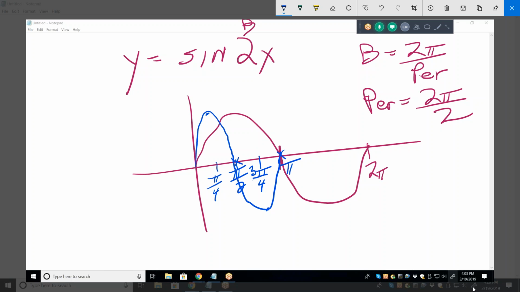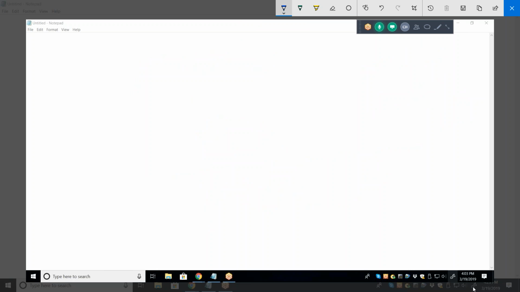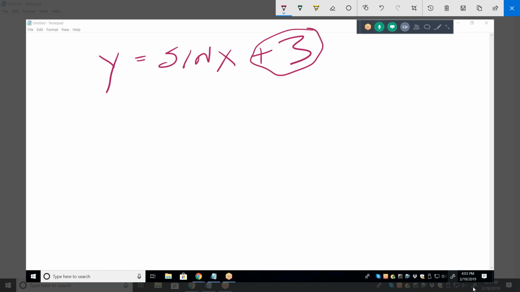Okay, so we covered the vertical stretch or shrink and the horizontal stretch or shrink. Let's go over the rest of them, one at a time this time. The other thing you have is vertical shift. In other words, this thing is outside the function. That means it's going to be vertical.